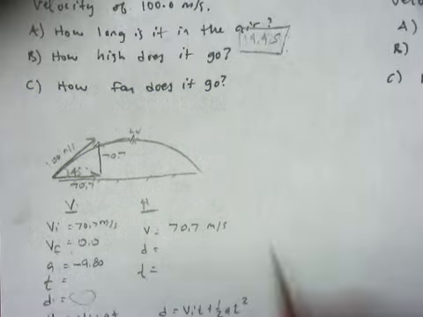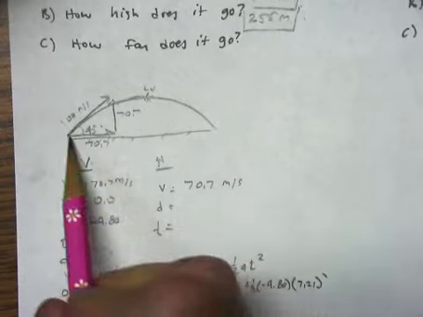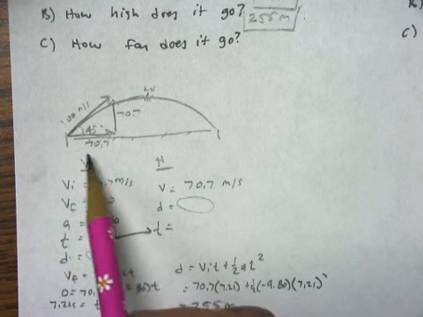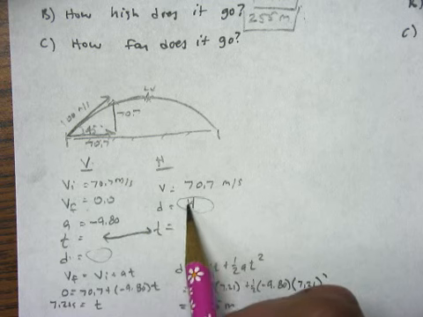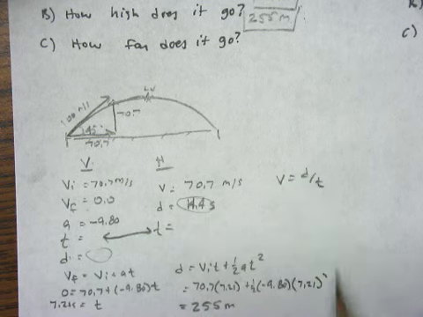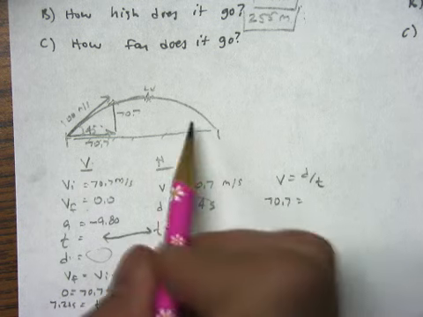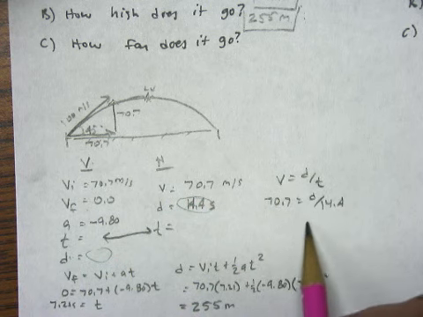So how high does it go? 255 meters. And how far does it go? Now that's a horizontal distance. So now that's looking for the horizontal distance. This time and this time are related. The time it takes to go from here to here is the 14.4 seconds. So I use velocity is equal to distance divided by time. The velocity being 70.7 in the horizontal direction. The distance is unknown, and the time is 14.4.